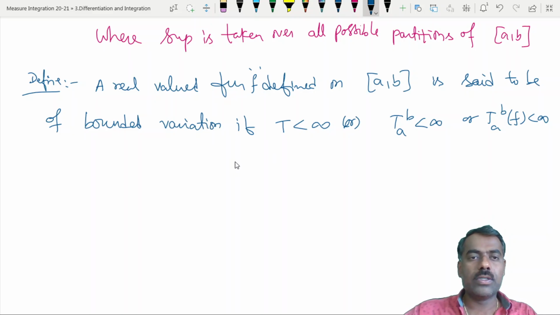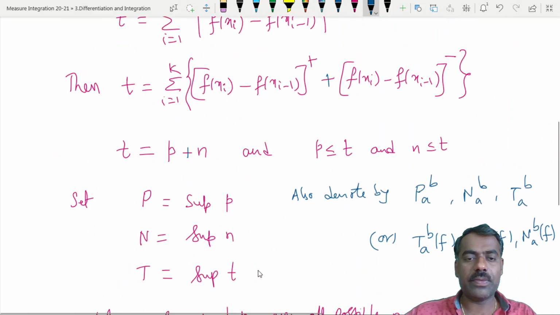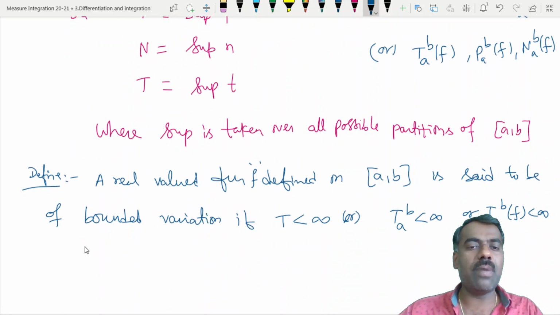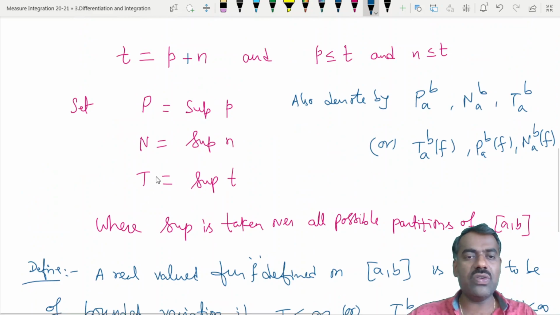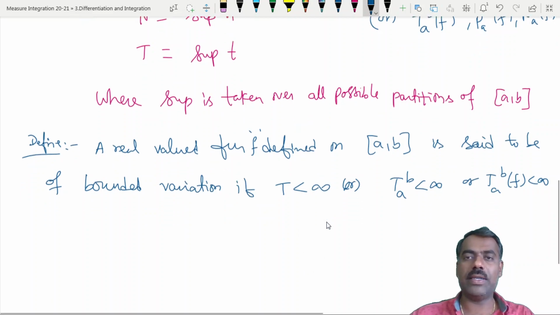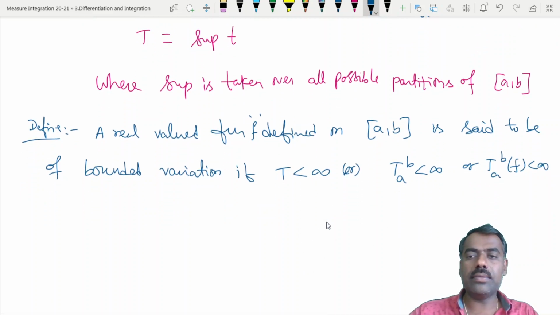Okay, so whenever this value is finite, then we say that it is of bounded variation. So if necessary you can call T the total variation, P the positive variation, and N the negative variation of f. So P denotes positive variation, N denotes negative variation, and T you can call the total variation. So we say that it is of bounded variation if the total variation is finite. Is that clear?